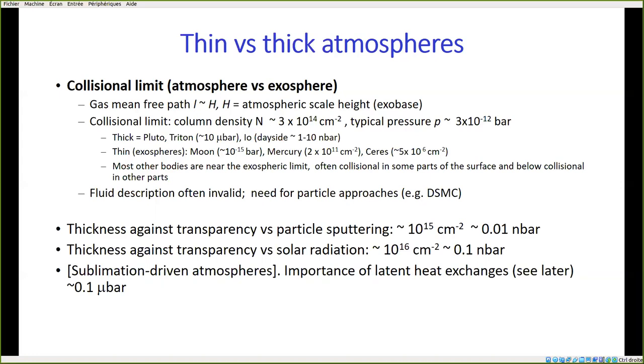For solar radiation, the pressure below which an atmosphere is transparent at all wavelengths, of course, is strongly dependent on the atmospheric composition, but typically this corresponds to about 1/10th of a nanobar.